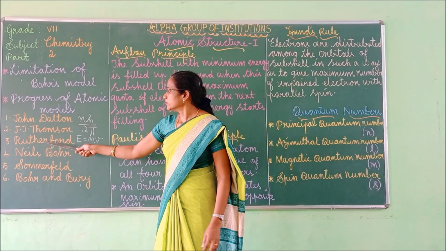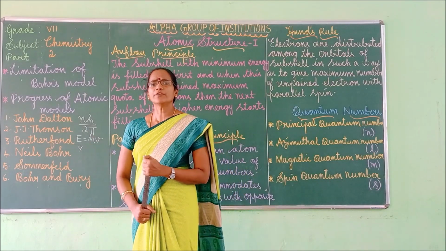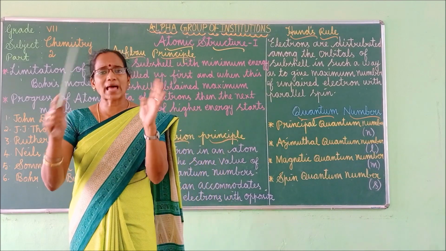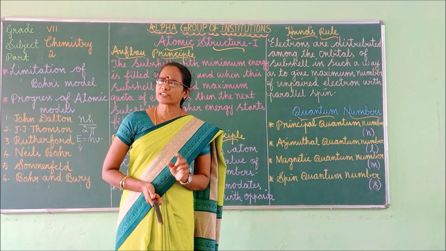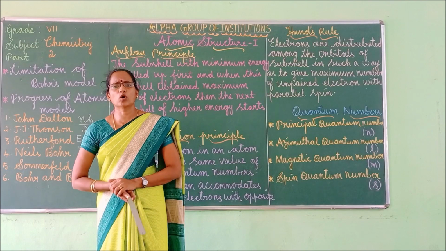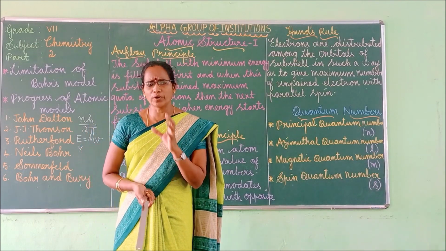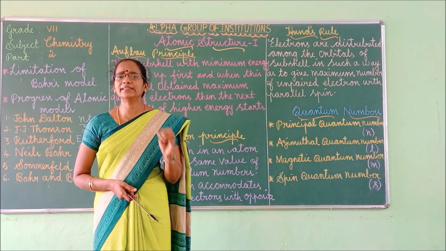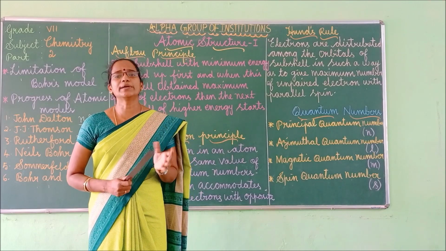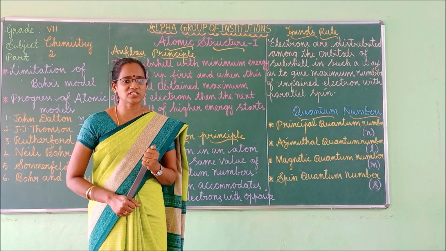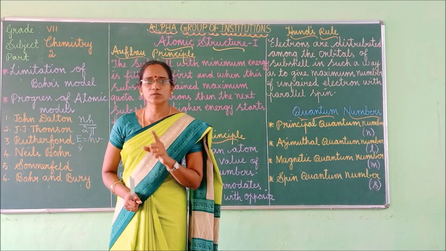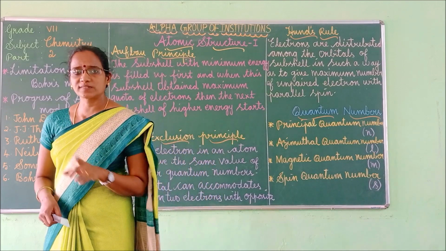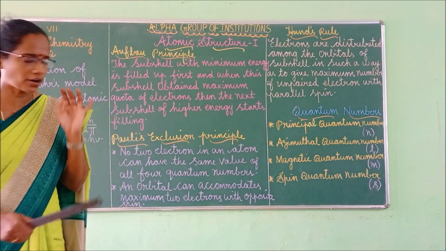Next one, Rutherford. Rutherford suggested the planetary model, but actually this planetary model was proved wrong because it did not explain anything about the arrangement of electrons in an atom. So Rutherford's concept also proved wrong.